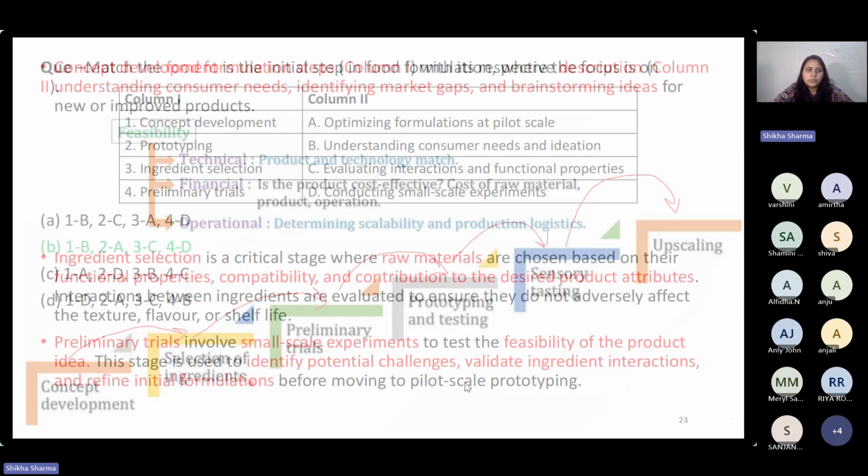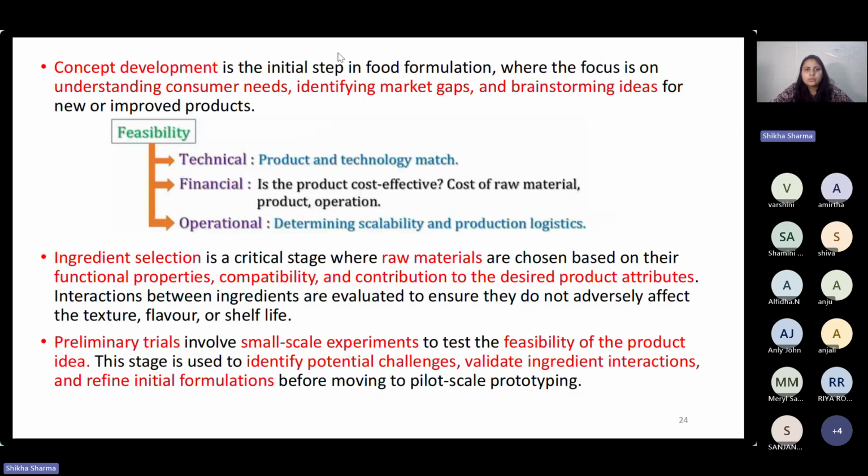Upscaling of the food product. So in the concept development, which is also the initial step, it is basically all about understanding the consumer needs, then identifying the market gaps and brainstorming ideas for new product development or improvement of an existing product. So we need to check the feasibility, that the product and the technology are matching. So we need to see the technical feasibility.